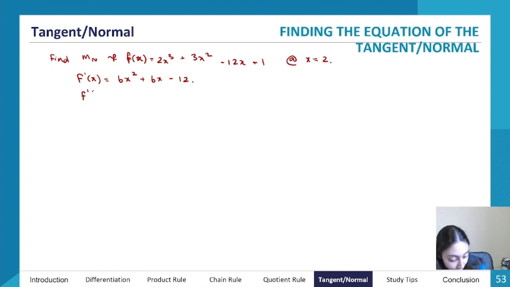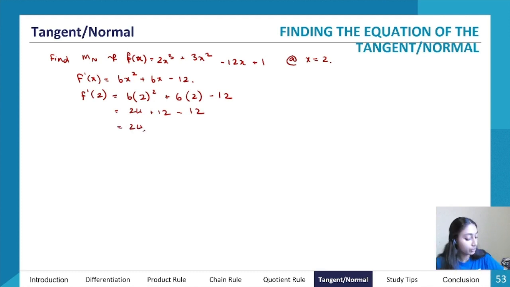So I'm going to write f dash 2, so I'm going to sub in x is equal to 2. That's just another way of writing it, which is 6 times 2 squared plus 6 times 2 minus 12, which is 24 plus 12 minus 12, which is 24. I'm just going to double check with my calculator just in case I made a mistake. No, I'm good. Okay, so that is the gradient of the tangent.